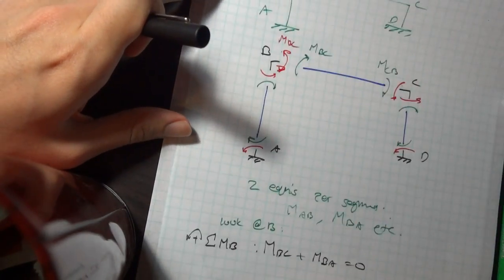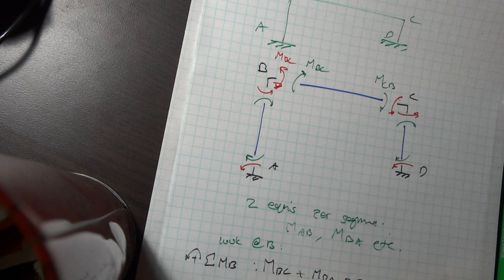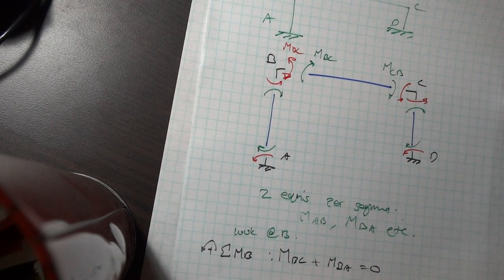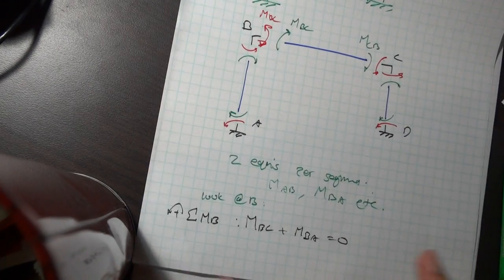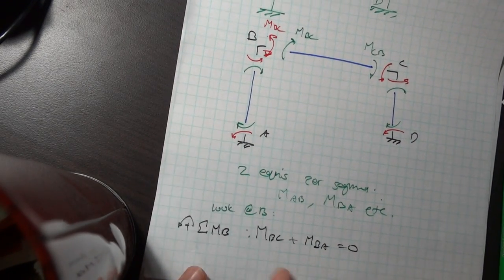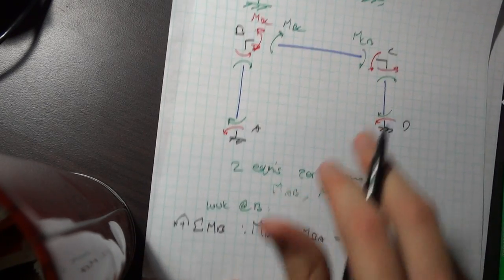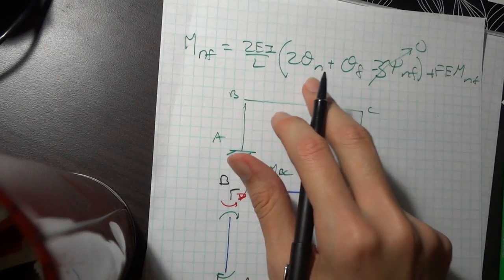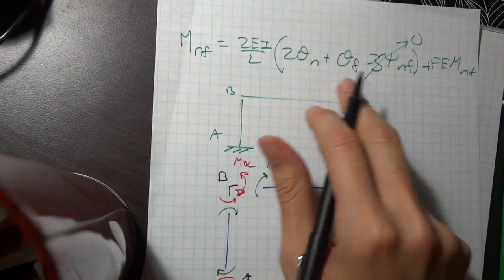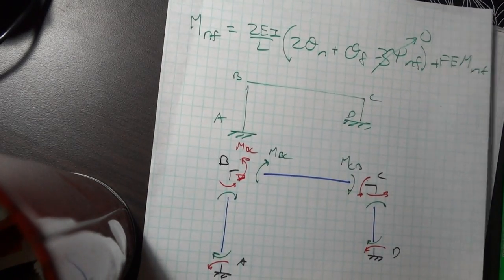I'm going to do this for every joint. That'll give me a system of equations. I can solve that system of equations. Usually you solve for these rotations first, and then you plug your rotations into your moments, and you can get your moments from there.